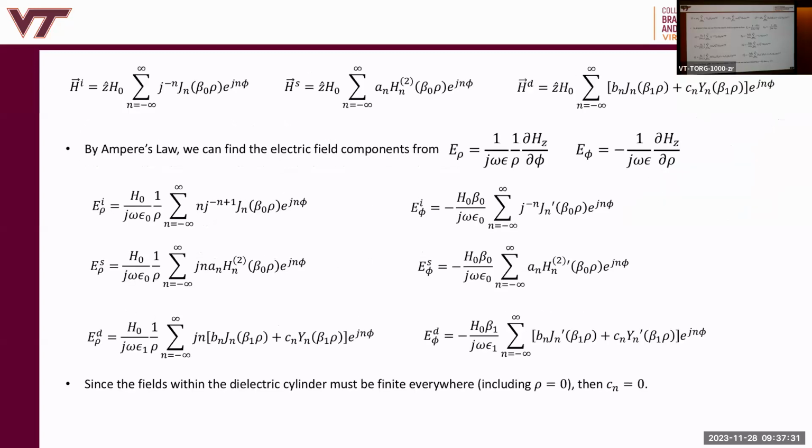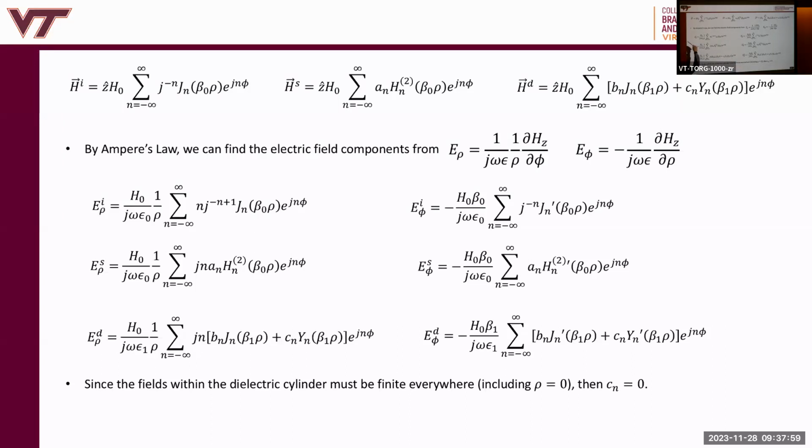Okay. So I've repeated these expansions at the top of the slide. Now we're going to calculate the electric field using Maxwell's equations, using Ampere's law from the magnetic field in the Z direction. So if we only have a Z component of the magnetic field, what components of the electric field do we get? We get E rho and E phi. That's directly from Ampere's law. Okay, so let's perform the calculation.